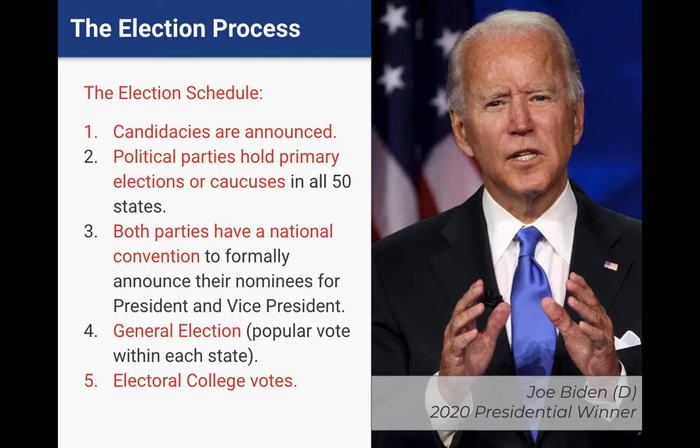Then we get to the actual general election. This is what we tend to think of, where all the ads come out, and you have Republicans and Democrats going against each other. You have the different debates that are happening here. Once the election is over in November, then it moves on to the Electoral College voting and those votes being read aloud. And then we have a formal presidency announced.